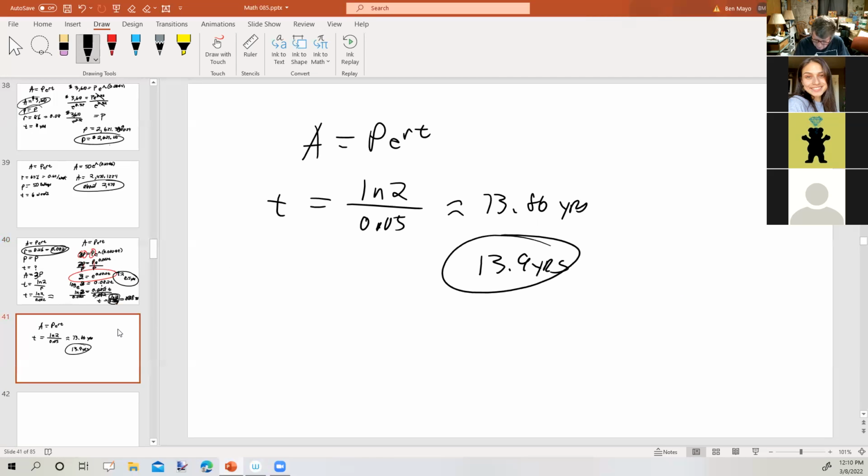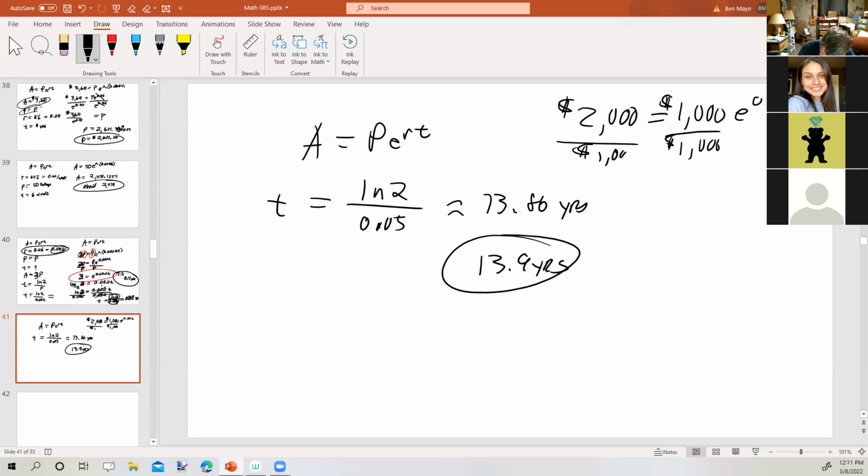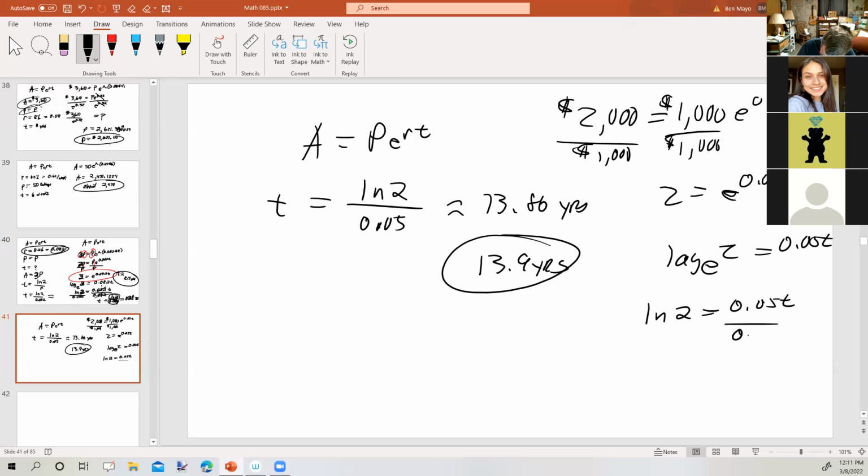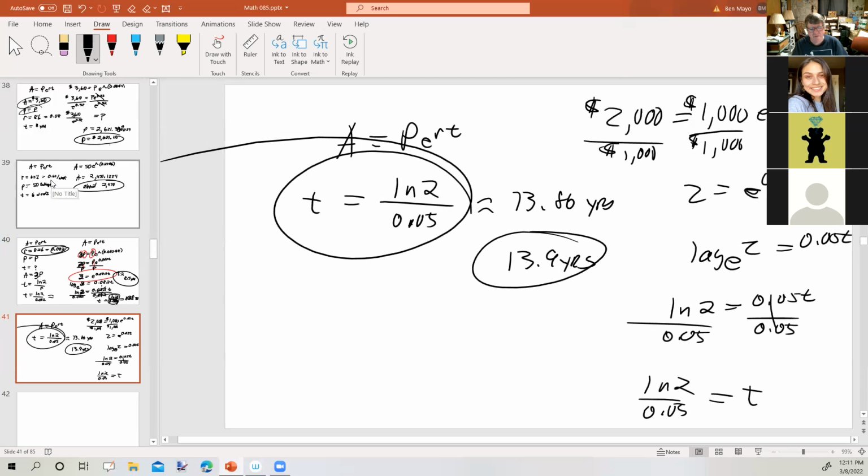Okay, now I could do it the long way, and I could say $2,000, because we're doubling it, equals $1,000 times e to the 0.05 t. Then we could divide both sides by $1,000, and we get 2 equals e to the 0.05 t. Then we get log base e of 2 equals 0.05 t. Natural log of 2 equals 0.05 t. Divide by 0.05. t equals the natural log of 2 over 0.05.